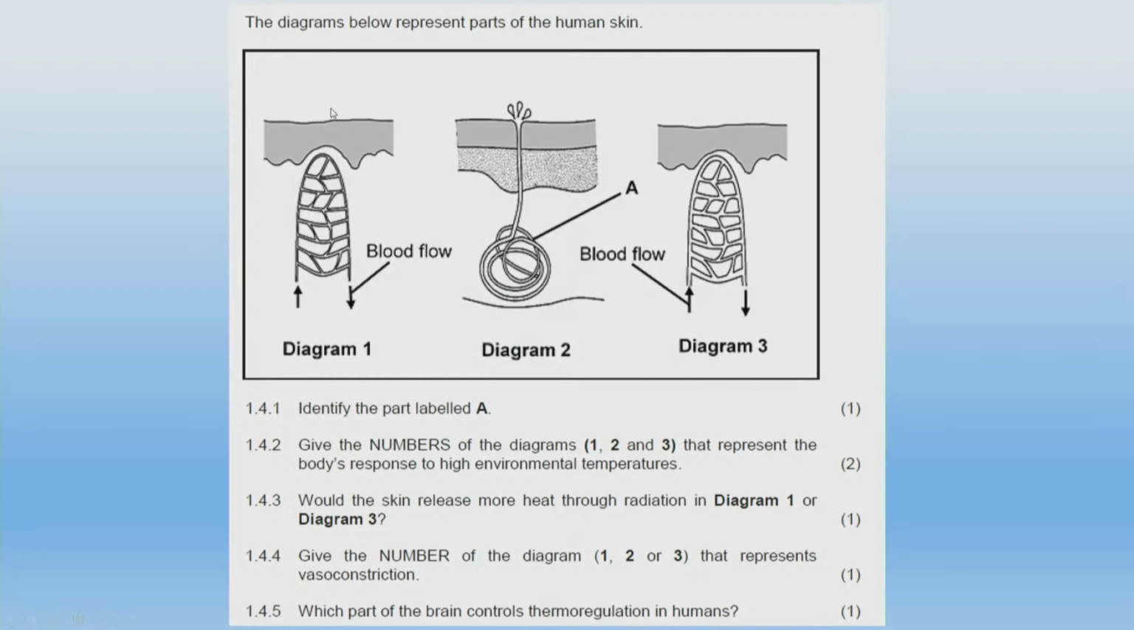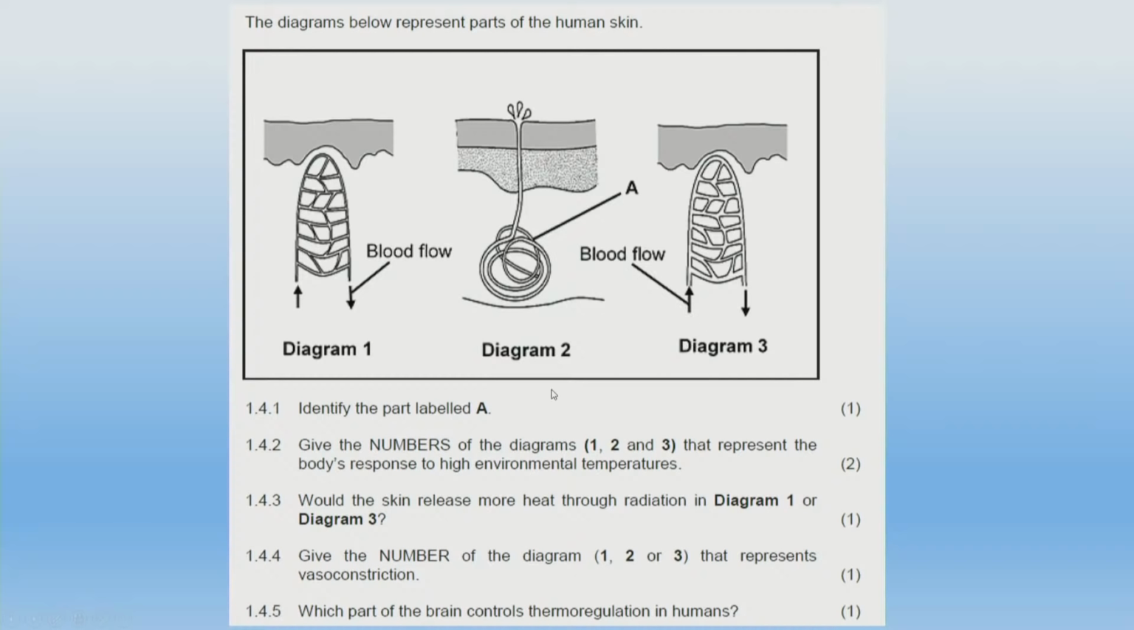Okay, the diagrams below represent parts of the human skin. When you look at these diagrams, we have diagram number 1, number 2, number 3. Look at diagram number 1, blood flow, and then we also have label number A here. And then blood flow again on diagram number 3.